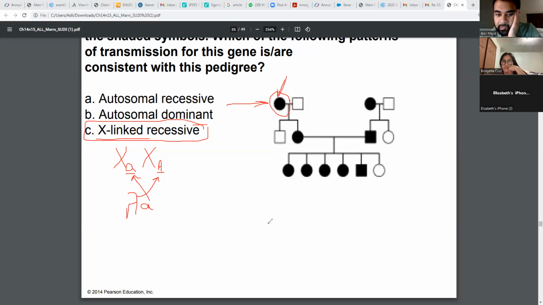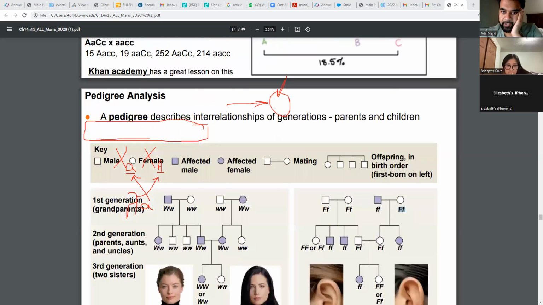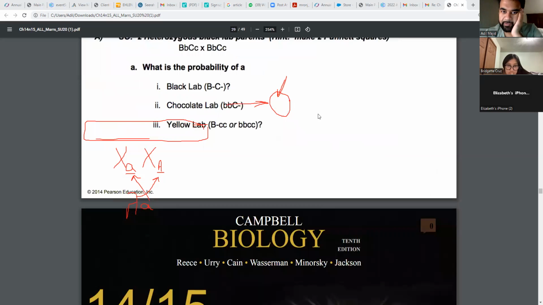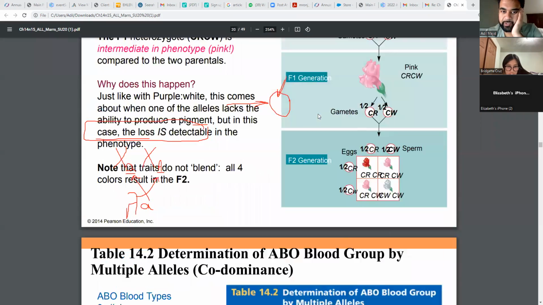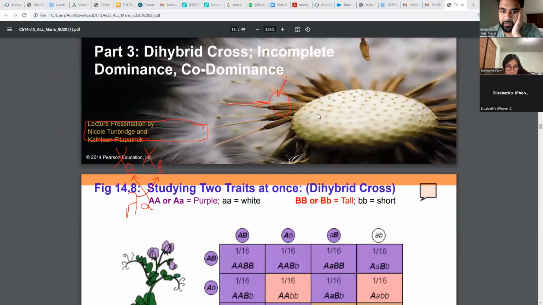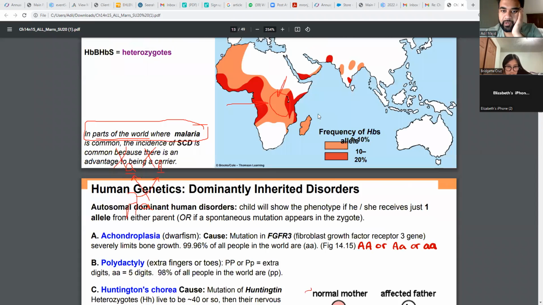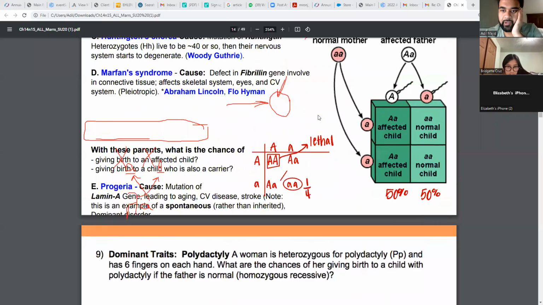Just like how we said with all the other stuff with the genes up here, it's the exact same thing as these Punnett squares right here.